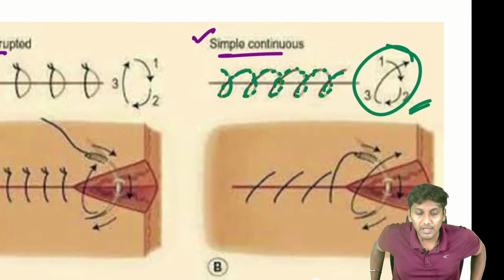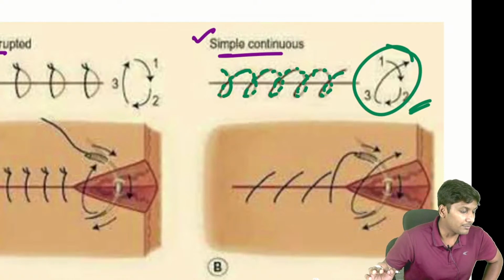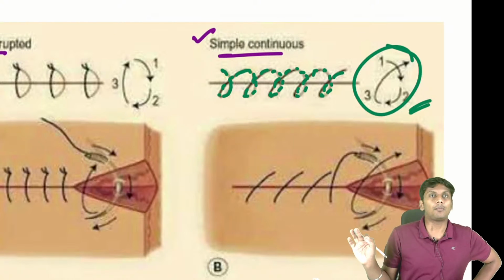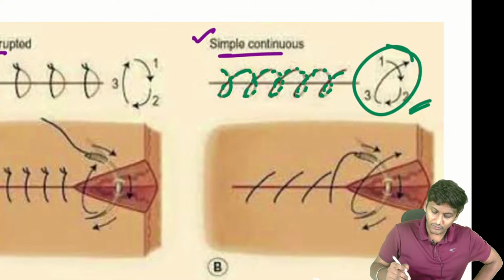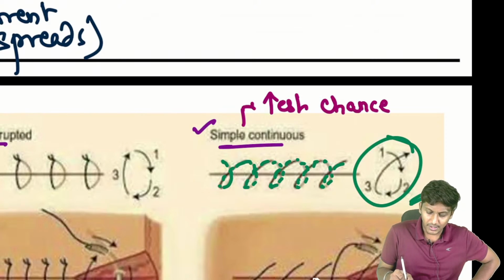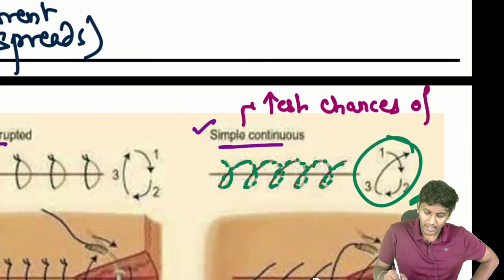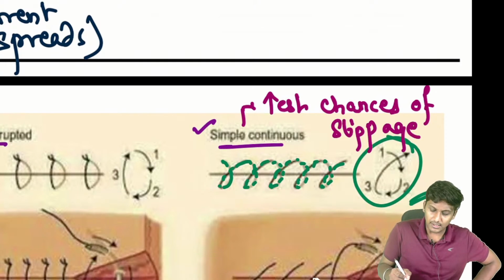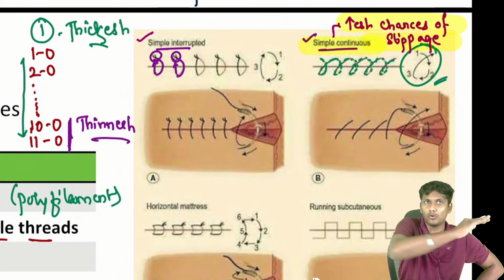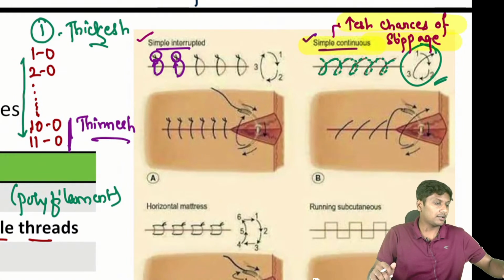Okay, so please remember, if the final knot comes out, the whole continuous suture is going to come off. That is the reason you have to remember that this simple continuous suture will have the highest chances of slippage. Please remember, the simple continuous suture will have the highest chances of slippage. अगर ये पूछा जाता है कौन से suture में सबसे ज्यादा slip होने के chances होते हैं, answer is the simple continuous suture, because if one knot comes off, whole suture is going to come off. Okay, that is important.